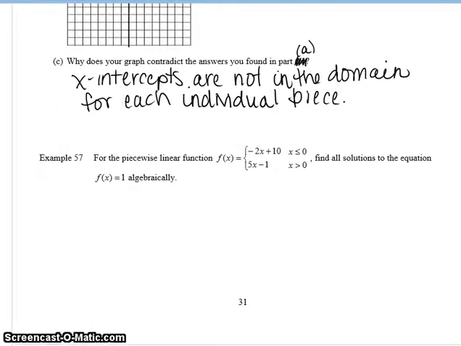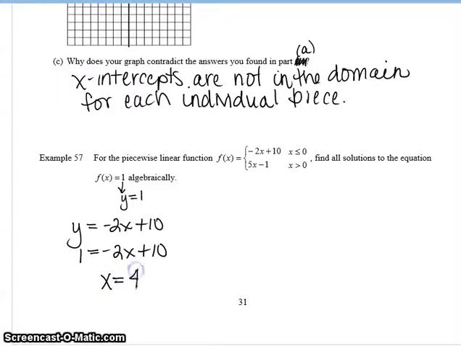Last example here, and this is it for Unit 2. For the piecewise linear function, and it gives the specific domains and their functions there, find all solutions to the equation. So remember, guys, this is like saying, right there, y is 1. Okay? So imagine you had that first equation here. You would have y equals negative 2x plus 10. Okay? It wants you to let y be 1. So 1 equals negative 2x plus 10. You're going to solve for x, and you're going to get that x is equal to 4.5.